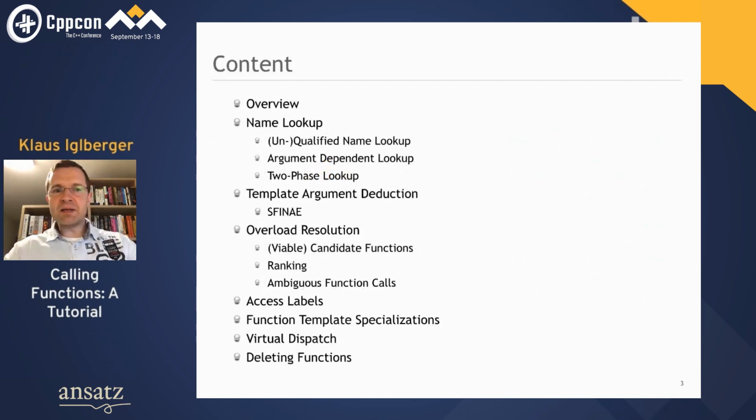This talk is about calling functions. And in particular, this is about the individual steps, the mechanical steps that happen when you call a function. It is not the low-level thing that happens in a compiler or in a CPU. It is truly the individual steps that the language itself defines. So we will take a close look at name lookup. There is a step called template argument deduction. We'll take a close look at overload resolution, access labels, function template specializations, virtual dispatch, and deleting functions.